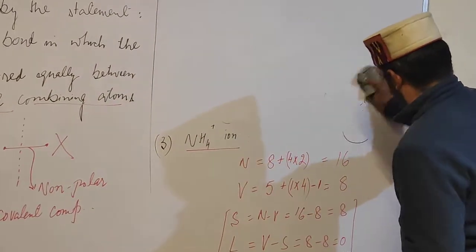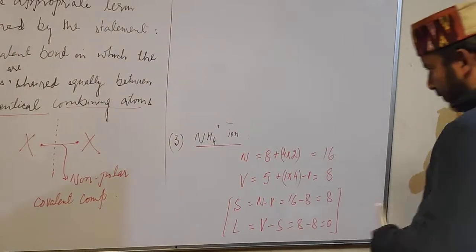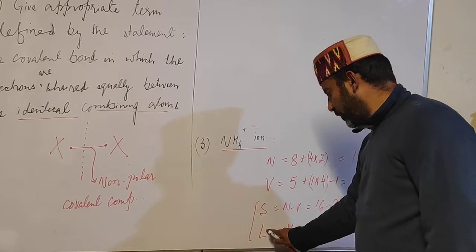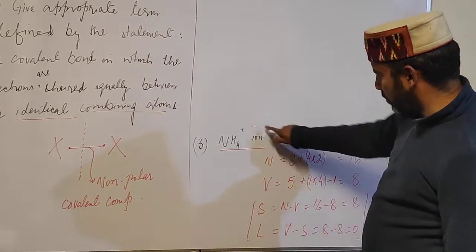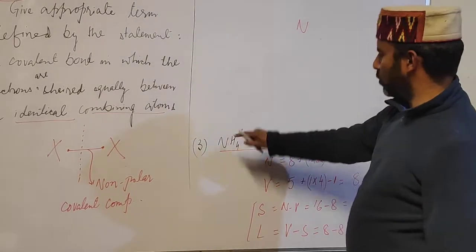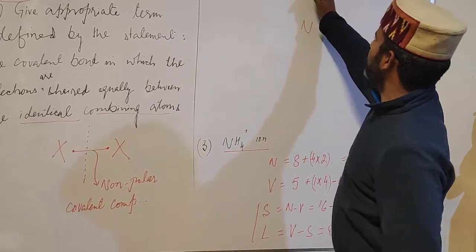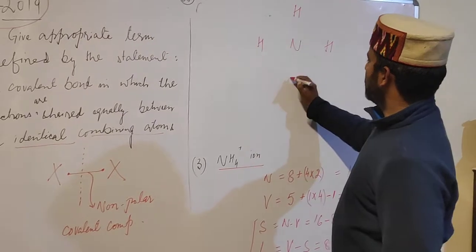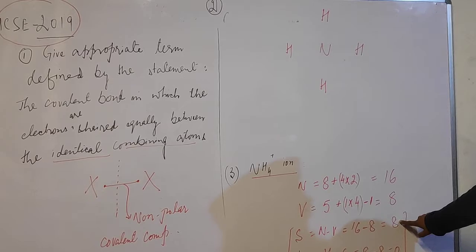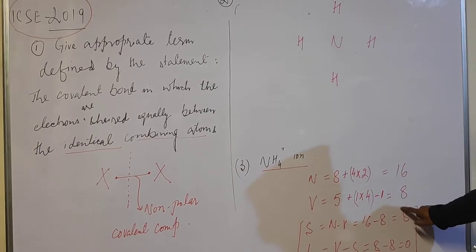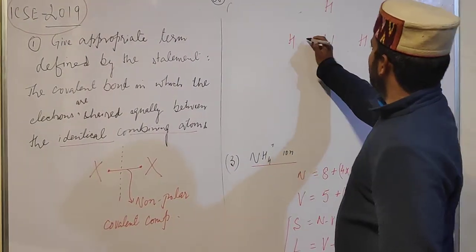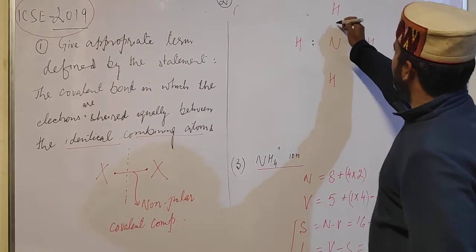So students, now we have to arrange these shared and lone pair of electrons between the combining atoms. Here we take nitrogen as the central atom because hydrogen always occupies the terminal positions. Now see, how many electrons we have as shared? 8. And students, I have told you that first we distribute these electrons for single bond. That means a single pair.